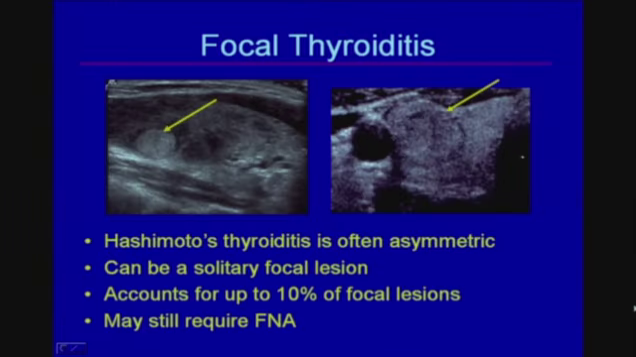Now, another thing that can happen, and I mentioned this before, is that sometimes you'll have a relatively normal appearing thyroid that has just one nodule in it, one nodule that looks like any other nodule.